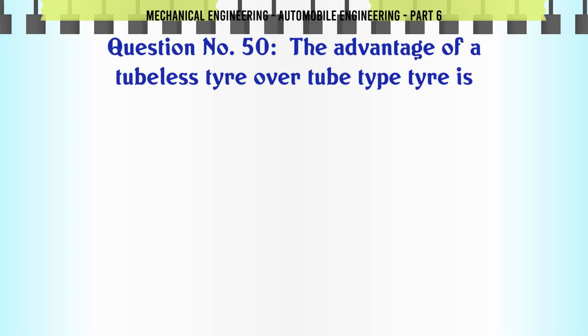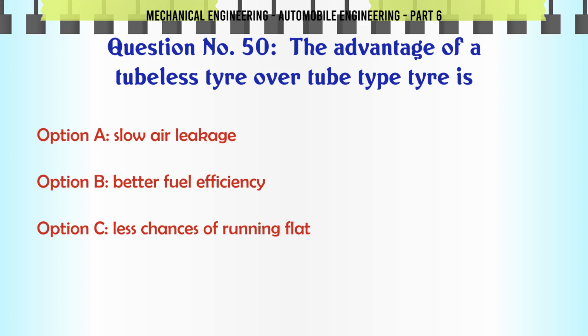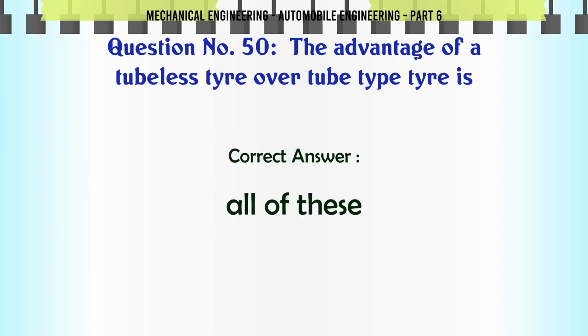The advantage of a tubeless tire over tube-type tire is: A. slow air leakage, B. better fuel efficiency, C. less chances of running flat, D. all of these. The correct answer is all of these.